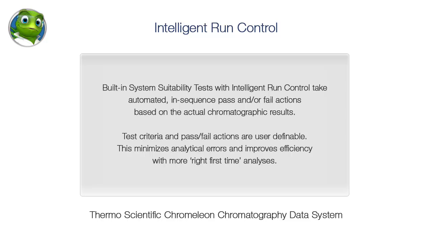Built-in system suitability tests with intelligent run control take automated, in-sequence pass and/or fail actions based on the actual chromatographic results. Test criteria and pass-fail actions are user-definable. This minimizes analytical errors and improves efficiency with more right first-time analysis.